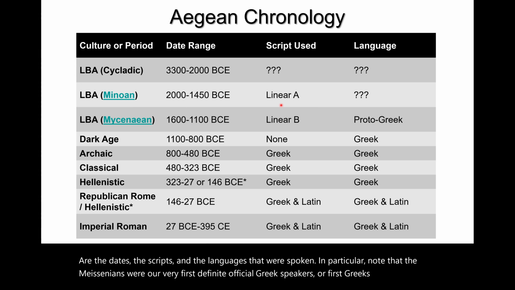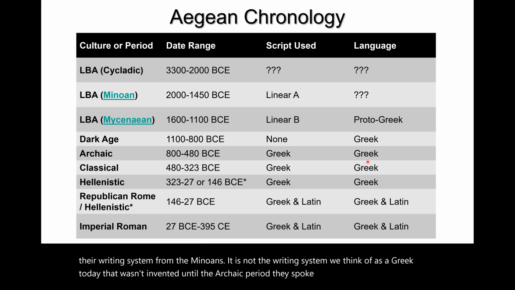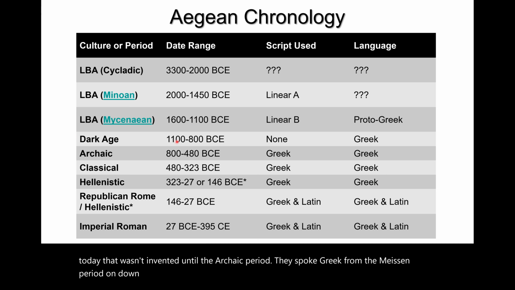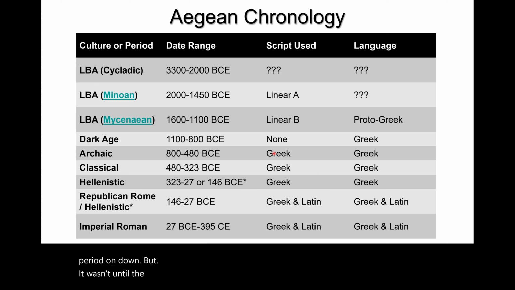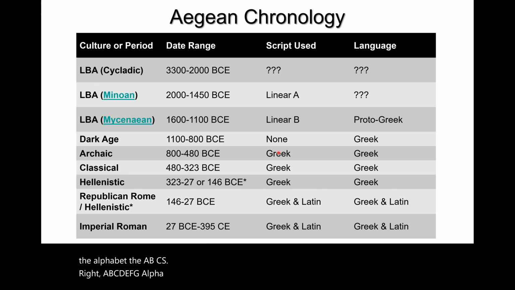They learned their writing system from the Minoans. It is not the writing system we think of as Greek today. That wasn't invented until the Archaic period. They spoke Greek from the Mycenaean period on down, but it wasn't until the Archaic period that the Greeks invented their own alphabet. By the way, the term alphabet is the first two letters of the alphabet in Greek, alpha, beta. It's literally like calling the alphabet the ABCs. Right? A, B, C, D, E, F, G, alpha, beta. That's all alpha, beta means. A and B. The ABs.